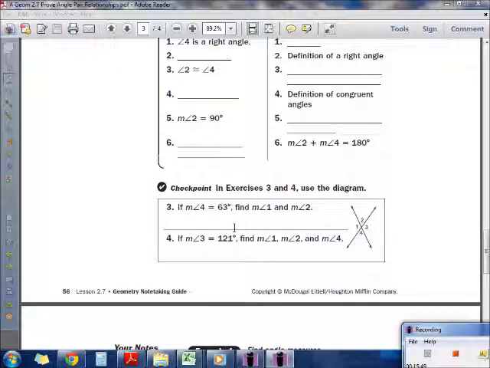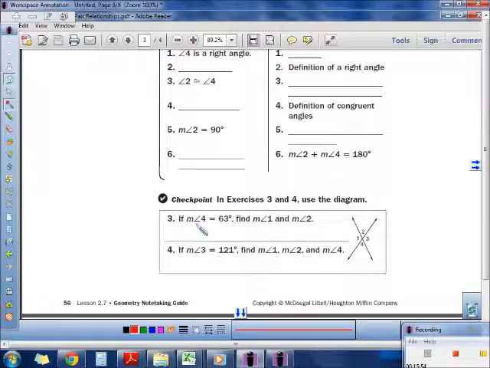All right, these down here should be pretty quick and simple. First thing you got to do is read what it says. Angle 4 is 63, so I draw it in there. Angle 4 is 63 degrees. Find angles 1 and 2. Well, out of angles 1 and 2, which ones are the easy ones? 2. Well, how big is 2? Yeah. Why is it 63?